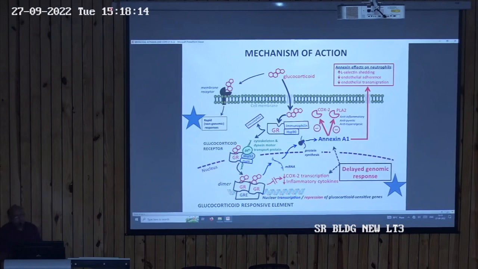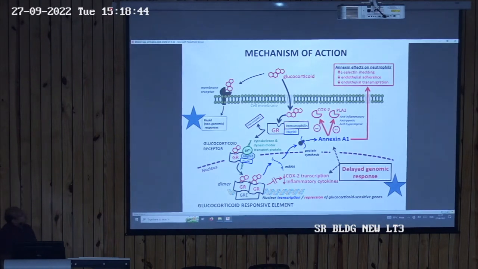Now, this is the mechanism of action. This glucocorticoid has got two pathways. One is for rapid non-genomic response, and another is for delayed genomic response. Now this delayed genomic response is all mediated through the DNA. And this one is the immediate response, which is not mediated through the DNA pathway. So let us see this.